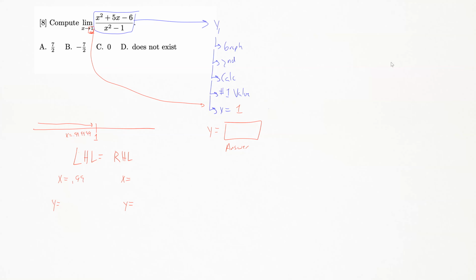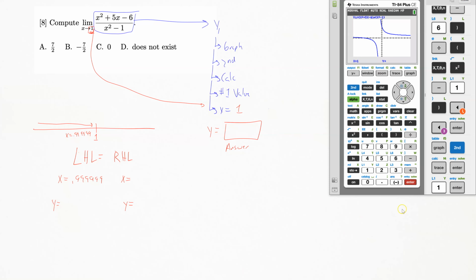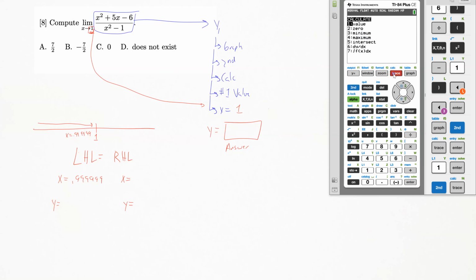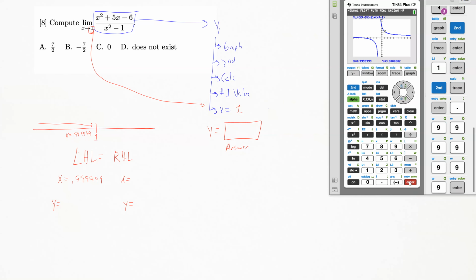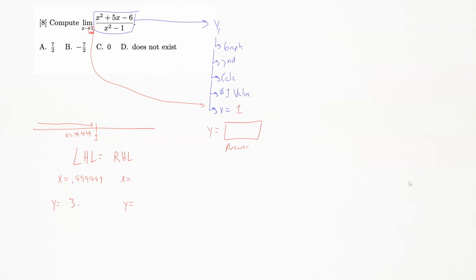So x equals 0.9999999. I'm going to go into my calculator again, and this time I'm going to calc the value of 0.99999 and see what my calculator tells me. So I hit second, calc, and again number 1, which is value, and it wants to know my x value, so I'm going to test 0.9999999 in there, and I go ahead and hit enter. This time it gives me a y value of 3.5. So my left-hand limit is going to be 3.5.